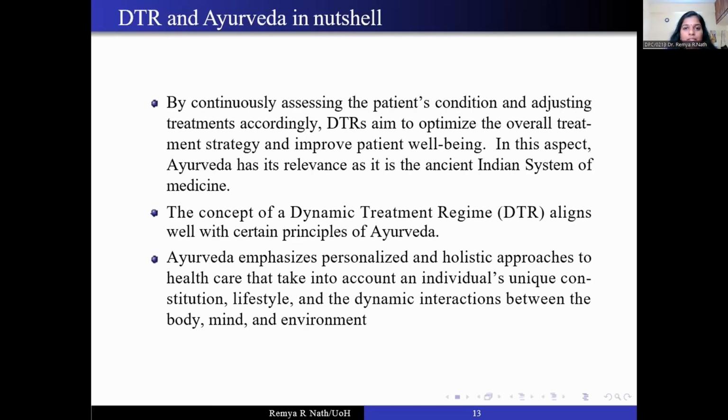By continuously assessing the patient's condition and adjusting treatments accordingly, DTR aims to optimize the overall treatment strategy and improve patient well-being. In this aspect, Ayurveda has its relevance as it is the ancient Indian system of medicine. The concept of a dynamic treatment regime aligns well with certain principles of Ayurveda. Ayurveda emphasizes a personalized and holistic approach to healthcare that takes into account an individual's unique constitution, lifestyle, and dynamic interaction between body, mind, and environment.